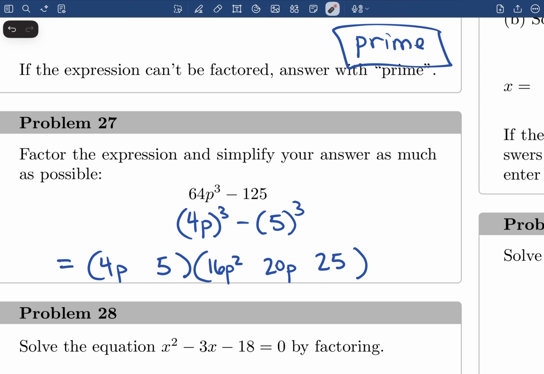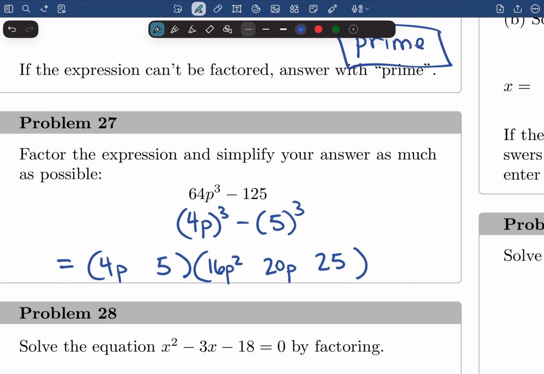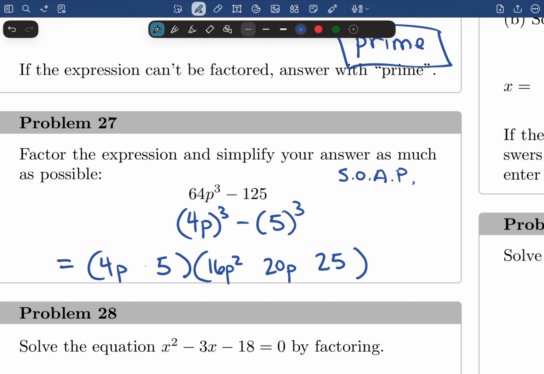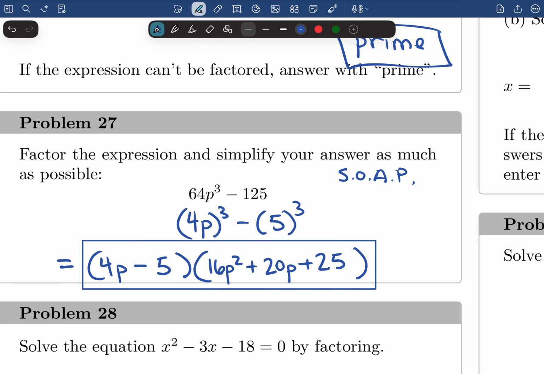And it doesn't matter if I had written the signs along the way, but you see how this is a minus sign. This is the difference of cubes, right? Subtraction, difference is subtraction. So I'm going to recall SOAP, same, opposite, always positive, as I apply the signs. So this is the difference of cubes, a minus sign, so I'm going to keep it the same for the binomial. Opposite right here, and always positive right there. And I'm done. I have factored the difference of cubes.